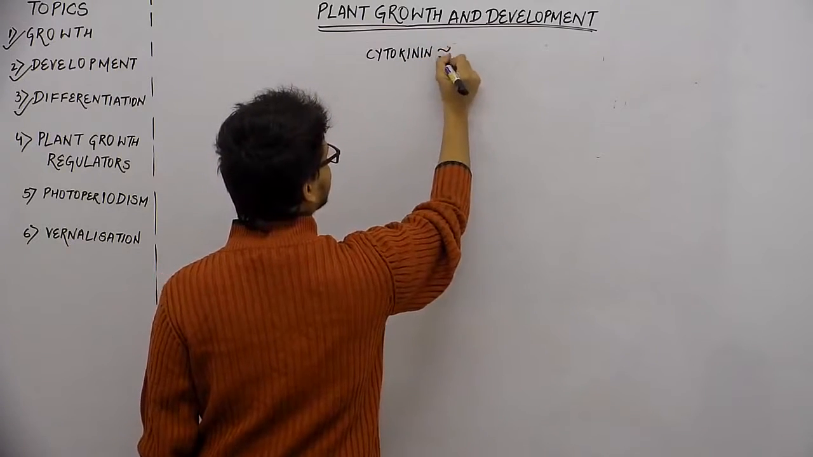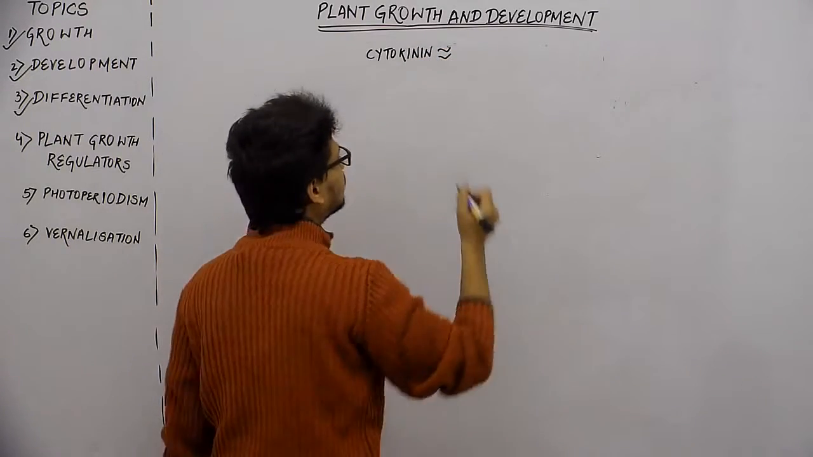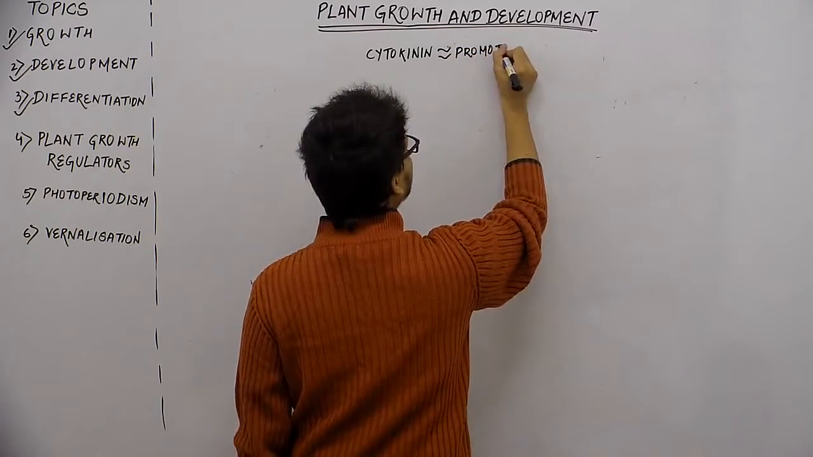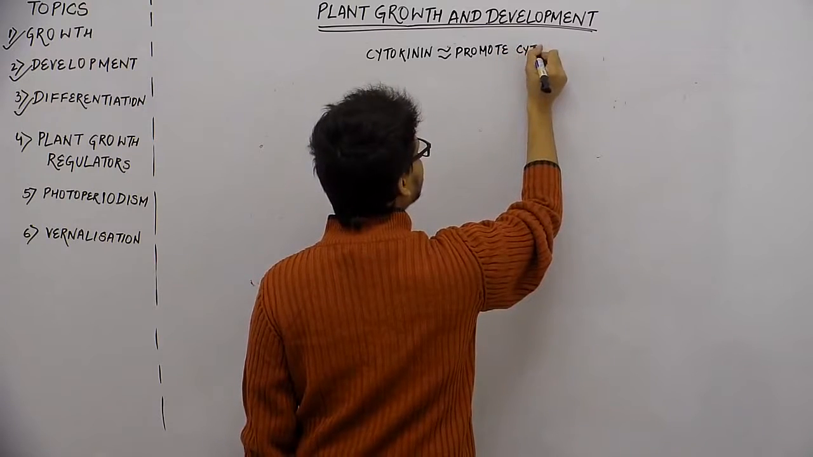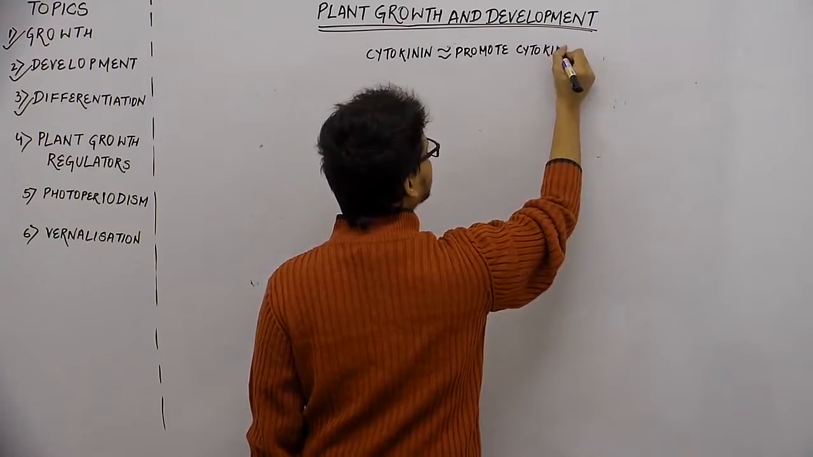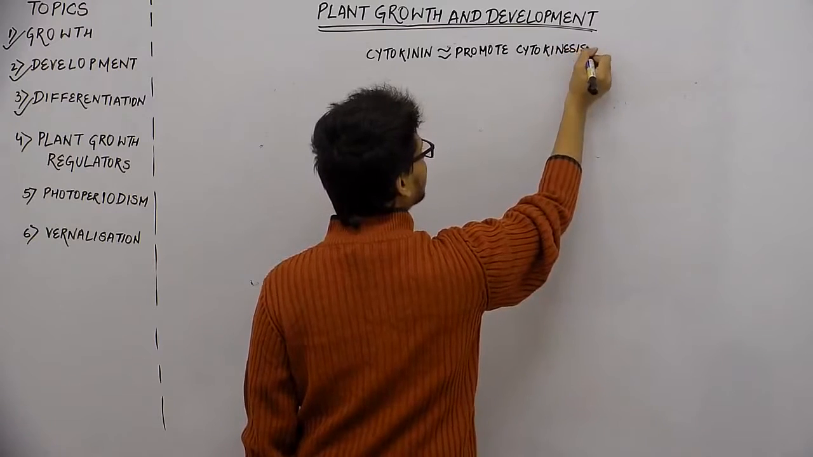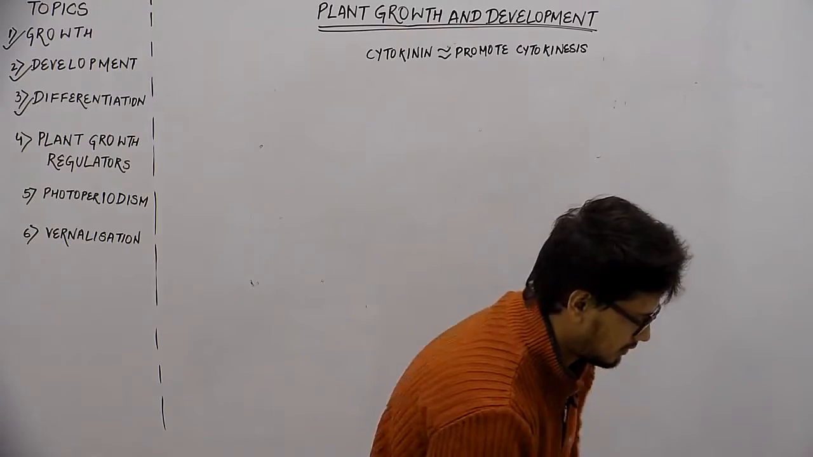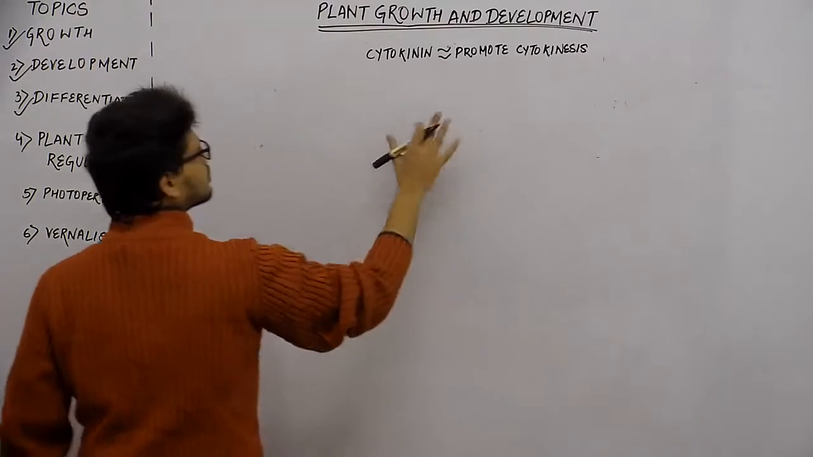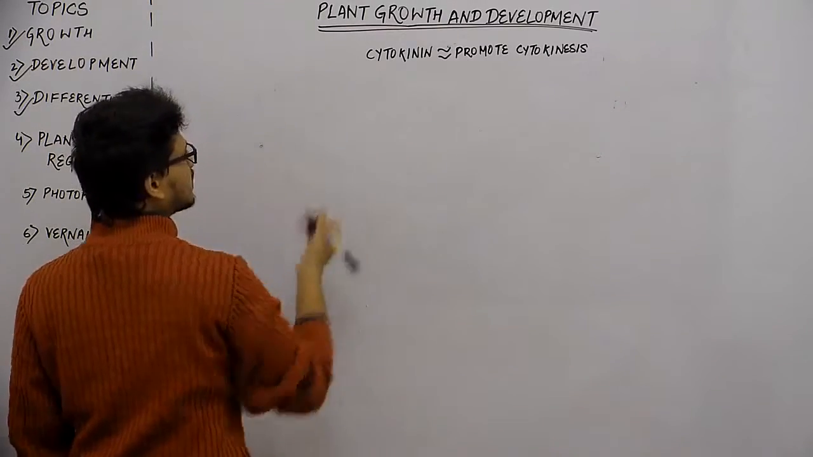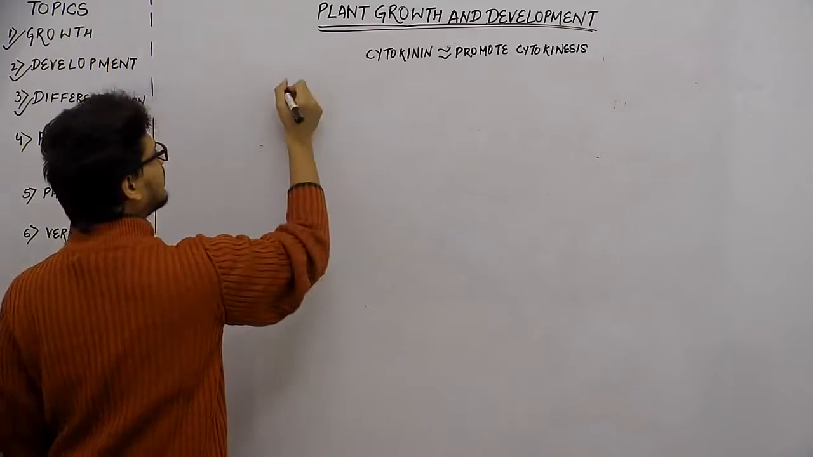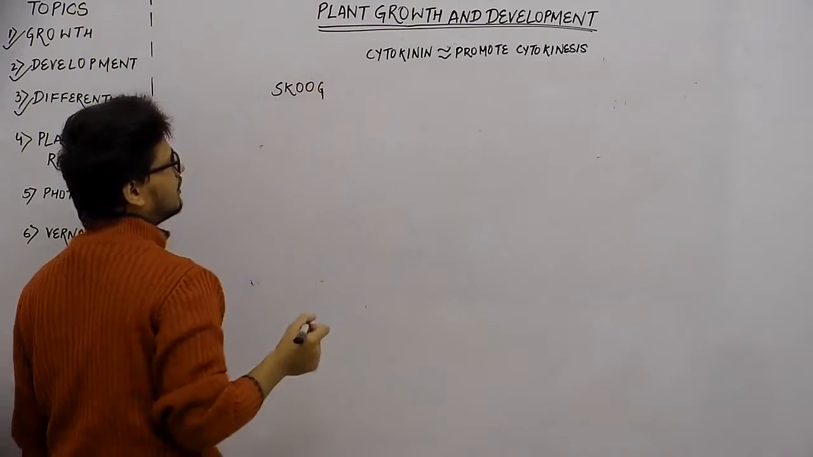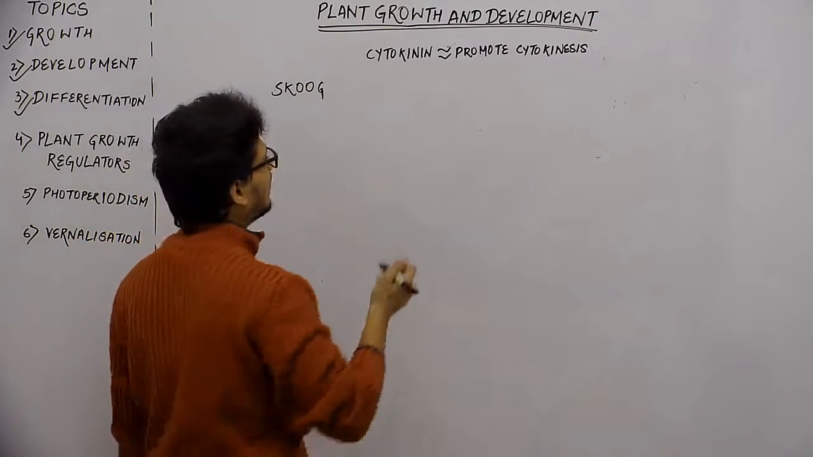Now cytokinin, from its name itself you can tell, is going to promote cytokinesis. Okay, going to promote cytokinesis here. Its discovery was done by Skoog and his colleagues. Now Skoog observed something if they had a callus. Now, what is a callus?